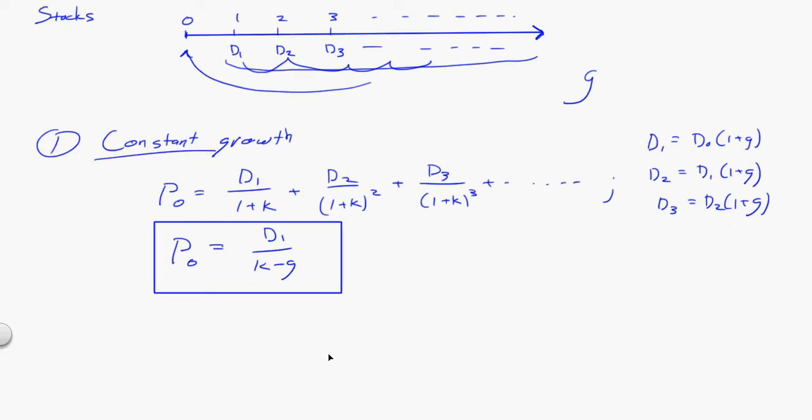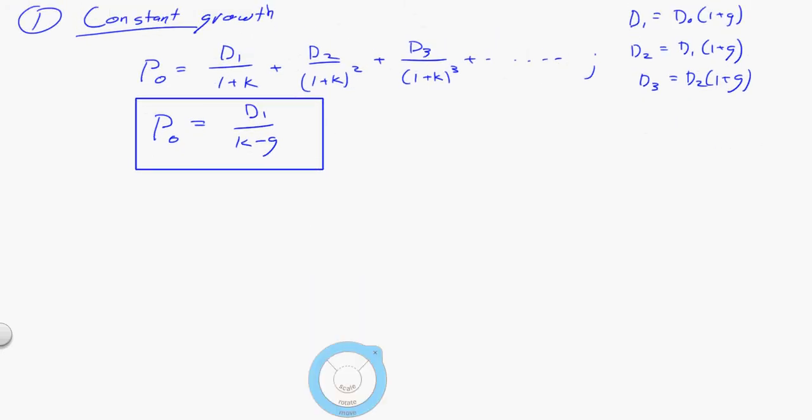The other thing we could assume is that you don't have constant growth. So we call this model number 2, non-constant growth. So in this case, it's still the same idea. I want the present value of all the future dividends.